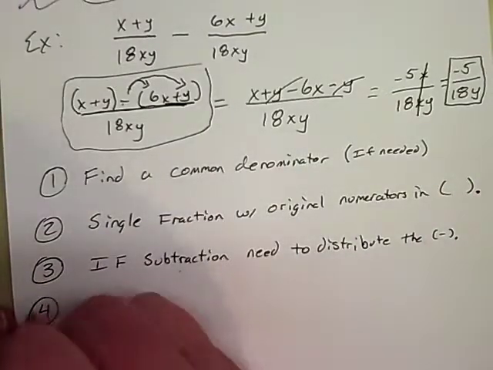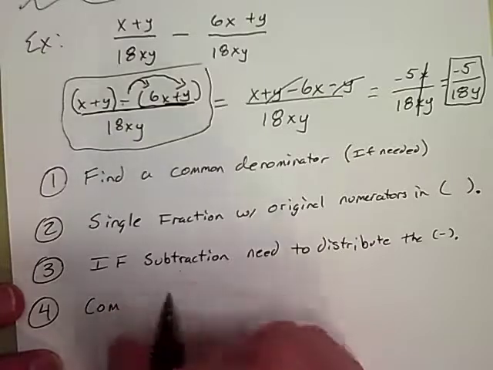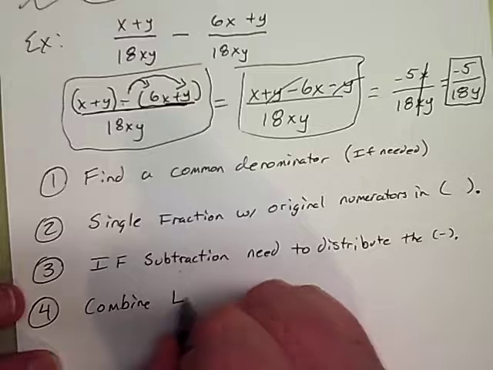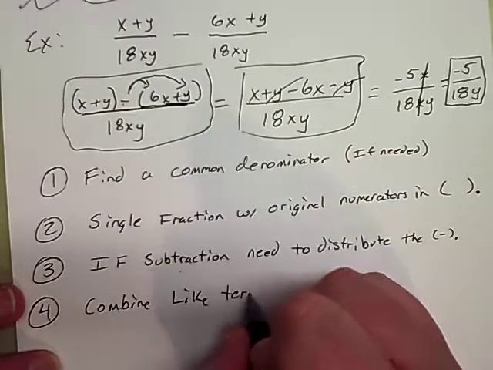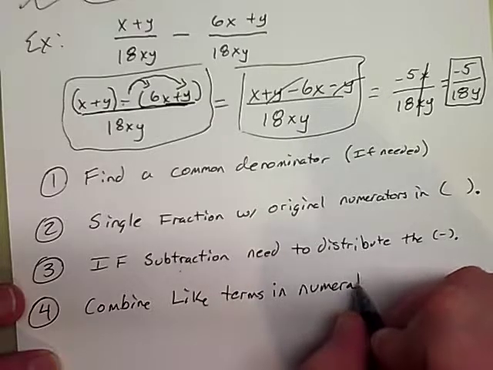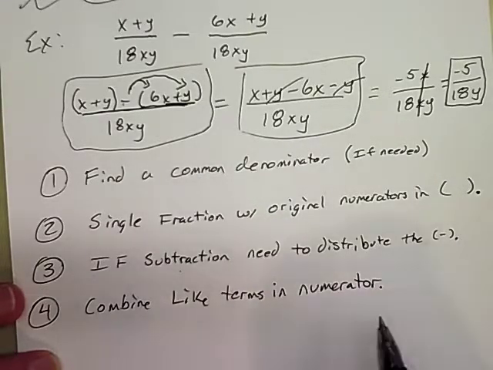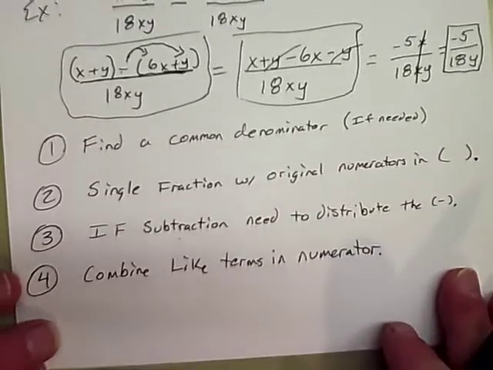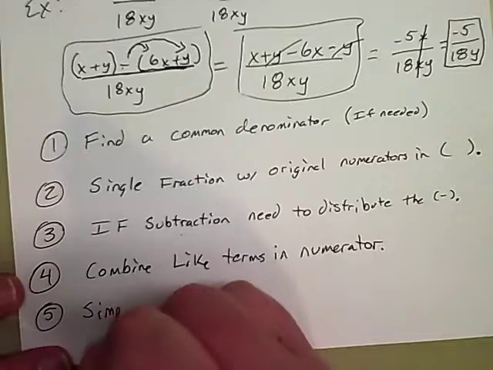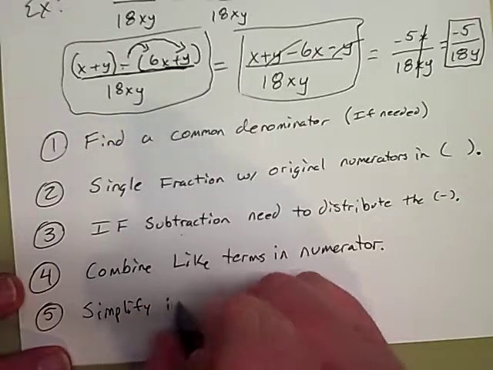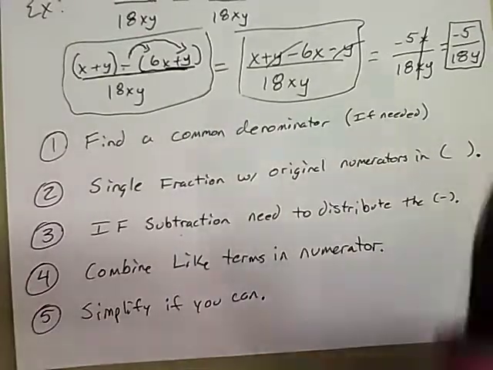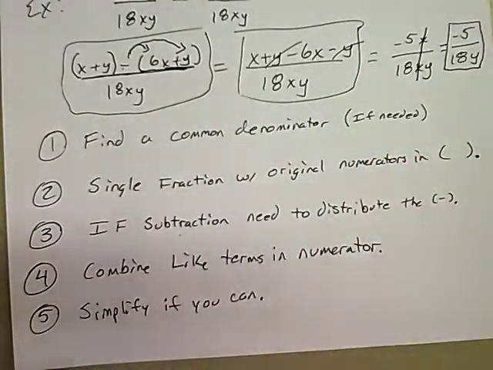All right, step four, I need to combine like terms, right? That's what we did here. Combine like terms in the numerator. Right? So just the top side gets combined like terms. And step five, simplify if you can. So here we had to simplify to get to the final answer.